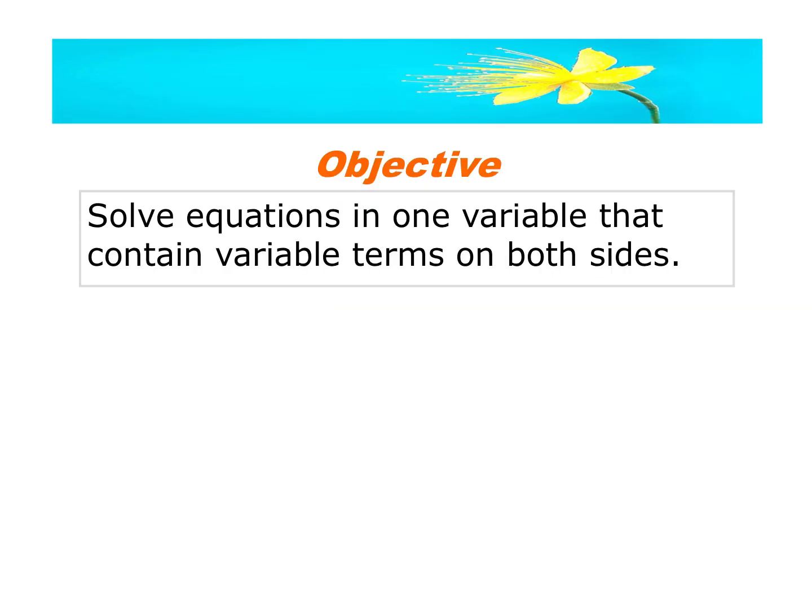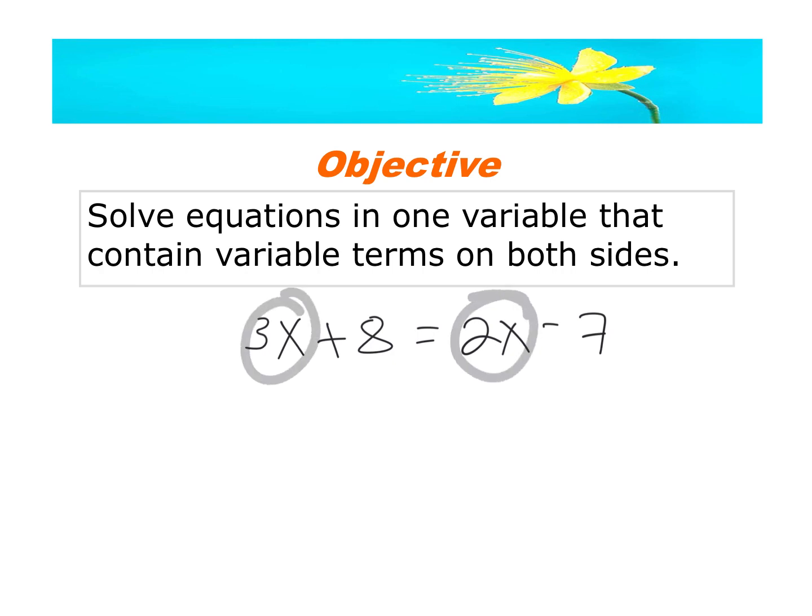So today we're going over solving equations in one variable that contains variable terms on both sides. That could be an example of, let's say, 3x plus 8 equals 2x minus 7. That's an example, because you have a variable on this side and a variable on the other side. Like I said, we're not solving it for right now, so let's move on to the next slide.